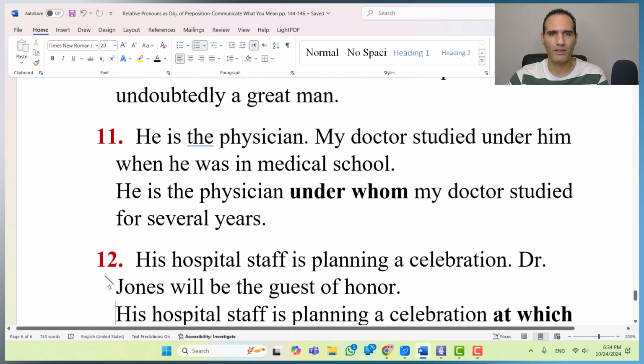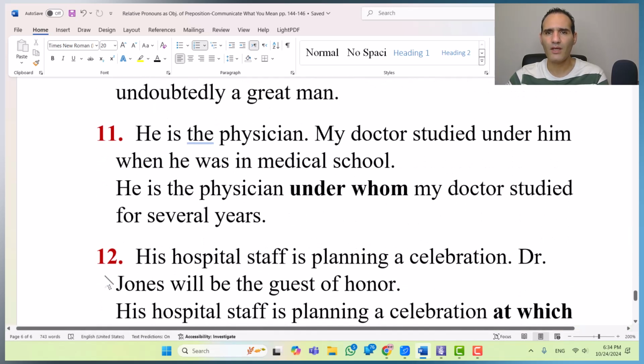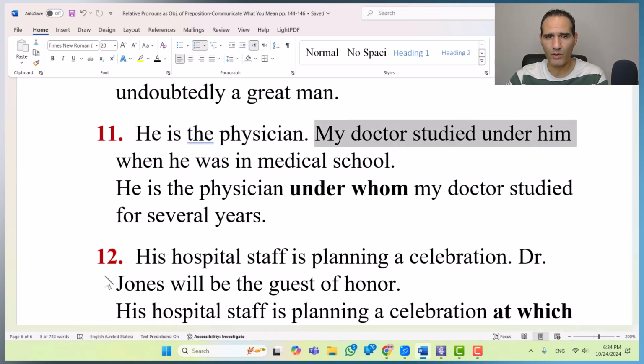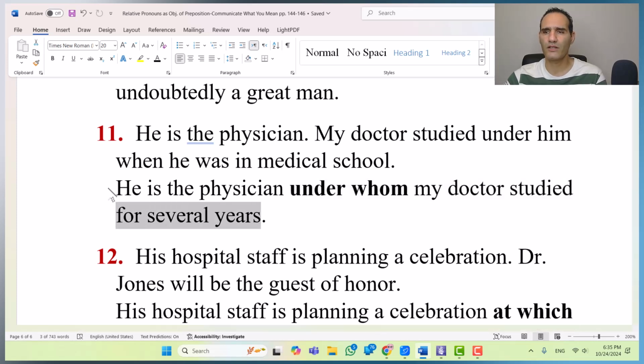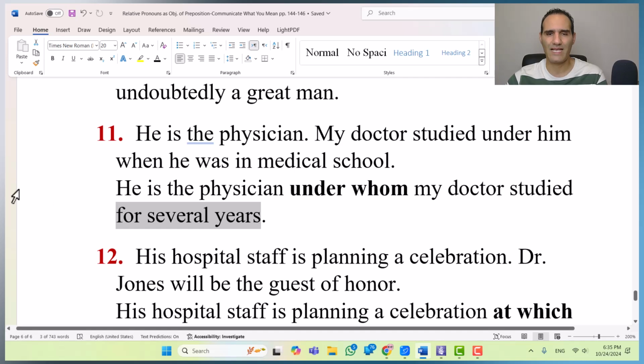And number 11, he is the physician. My doctor studied under him when he was in medical school. Studied under him. So we are modifying physician. And the preposition is under, so it is under whom. He is the physician under whom my doctor studied for several years. He is the physician under whom my doctor studied for several years.